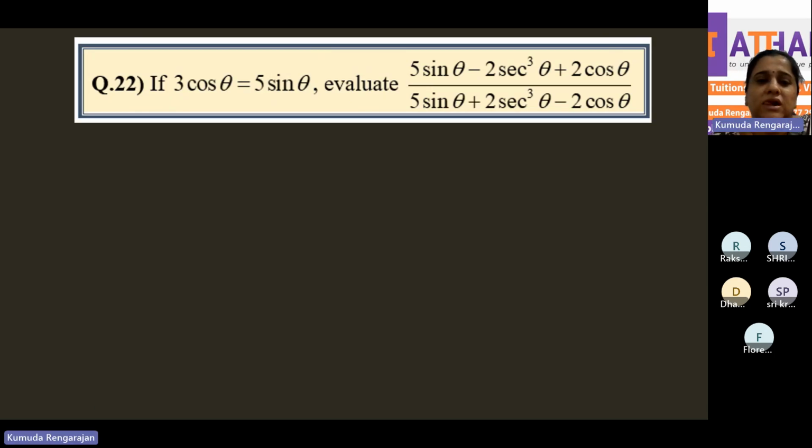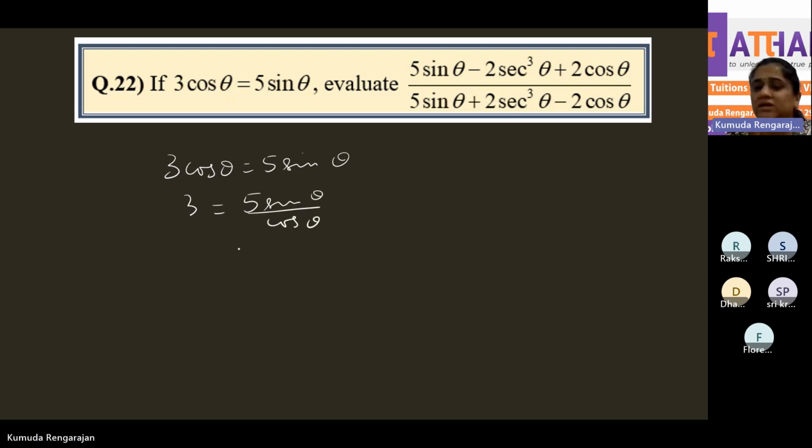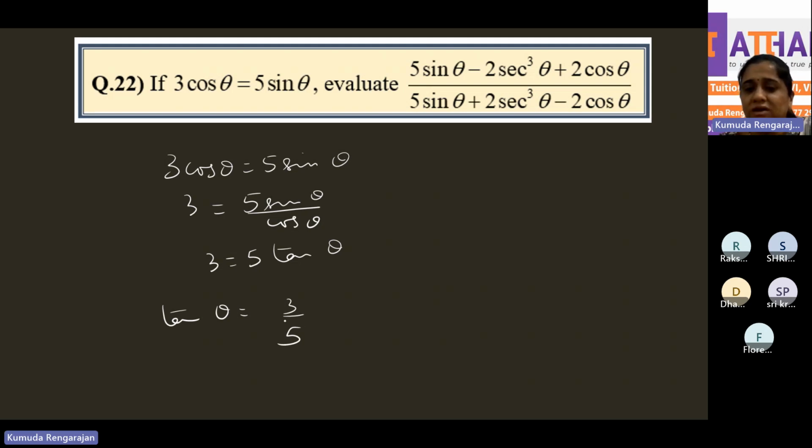Same thing here, children. 3 cos theta is equal to 5 sin theta. So 3 is equal to 5 sin theta by cos theta, correct? So 3 is equal to 5 tan theta. So what is tan theta then? 3 by 5. Now you can use a right triangle.